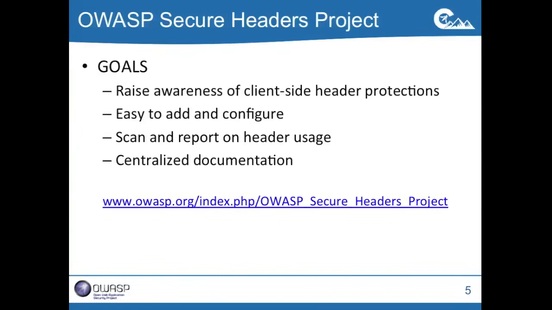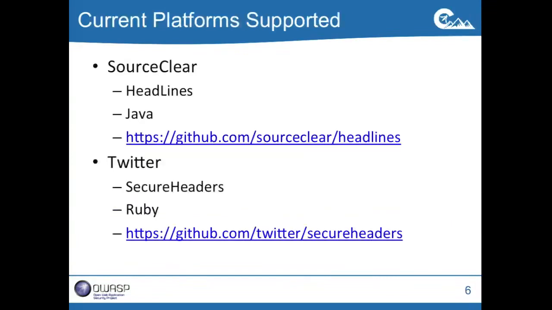So basically, the whole goal is to let people know that they actually exist, to show what they do for them, make it easy to add and configure. Our module, 3 pieces in the web config, it's ready to go. And then there are 2 other implementations right now. SourceClear has one called Headlines. It's a Java implementation, and Twitter put one out for Ruby. So there's 2 other ones in the project if you want to go check those out.